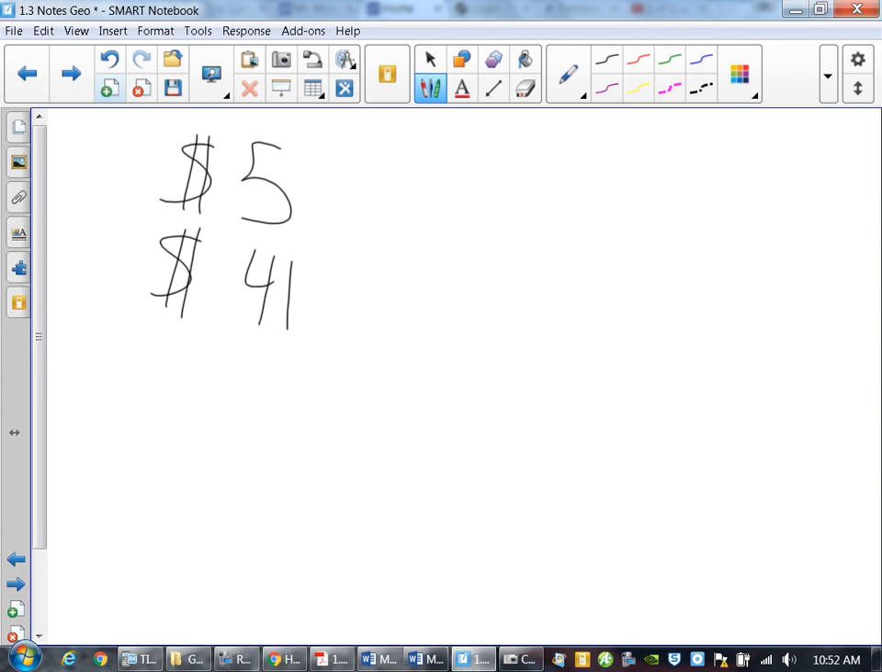What is the average amount of money between the two of us? If I want to find an average, what do I do? Add them and then what? Divide by 2. In this case there's just two of us, so I just divide by 2. If there were 3 of us, we would divide by 3, and so on. So you guys know how to find averages, right? What's 41 and 5? 46. So what's half of 46? $23. So the average amount of money between the two of us is $23.